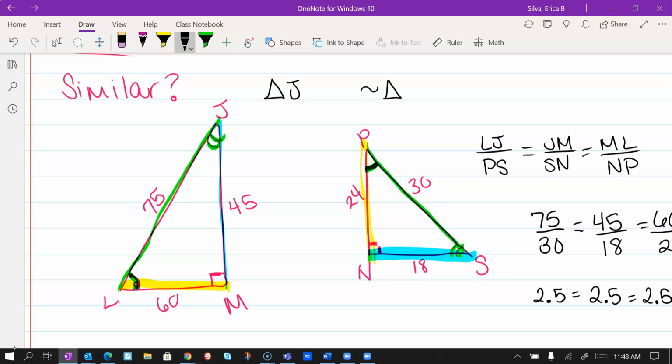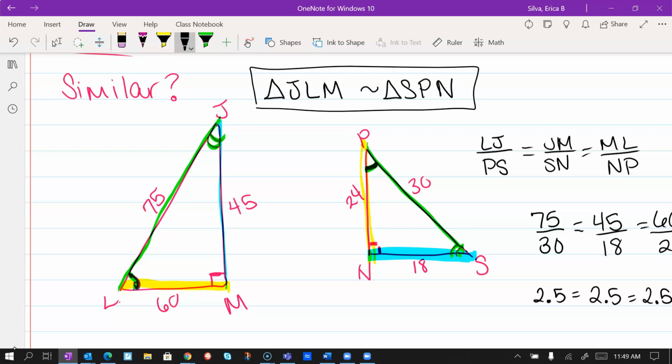We're going to start with J. What corresponds to angle J in the other triangle? What'd you guys say? S, right? Two arcs with two arcs. Now we're going to go to L. What corresponds with angle L? Angle P. And then finally, angle M corresponds to angle N. And this is my similarity statement.